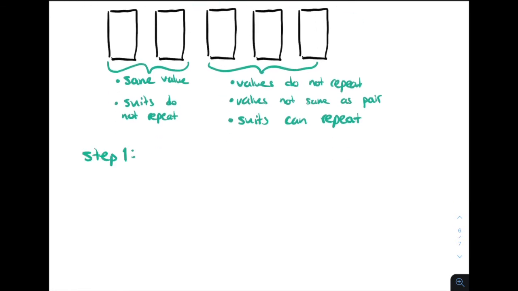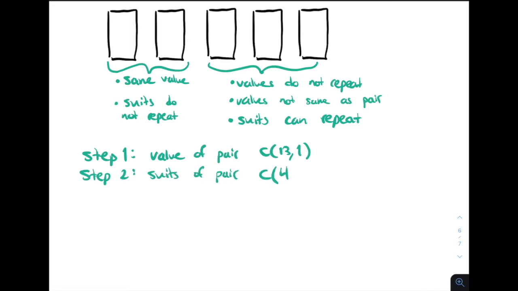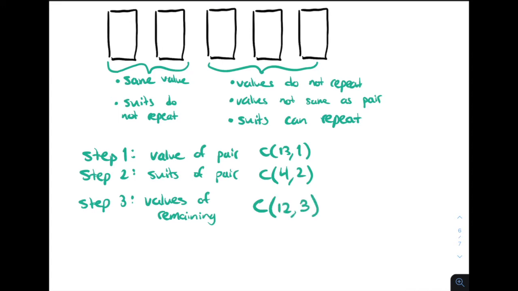Our step 1 will be to choose the value of our pair. Because there are 13 different values, we'll have 13 choose 1. Our step 2 will be to choose the suits of the pair. Because the suits don't repeat, this is a combination question, so 4 choose 2. Next, we have to choose the values of the remaining cards. And since they don't repeat, it's a combinations question. And since it's not supposed to be the same value as our pair, instead of having 13, we'll only have 12. 12 choose 3. Lastly, we need to choose the suits of our remaining cards. And I could break this down into another 3 steps, choosing the suit for each one, but I'll say it's 4 times 4 times 4.